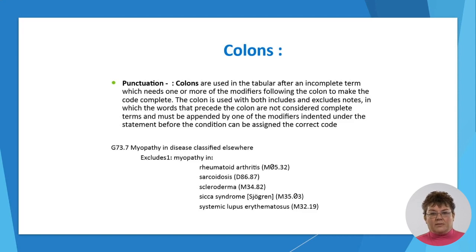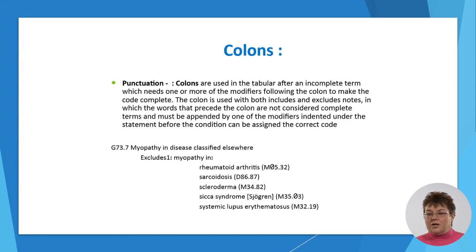So looking at this one here, G73.7, you have myopathy in diseases classified elsewhere. Well, they're telling you Excludes1 colon. So this G73.7, if the myopathy is in the rheumatoid or the lupus, you know what I mean? These here are excluded. You've got to go to these other codes. You can't use G73.9.